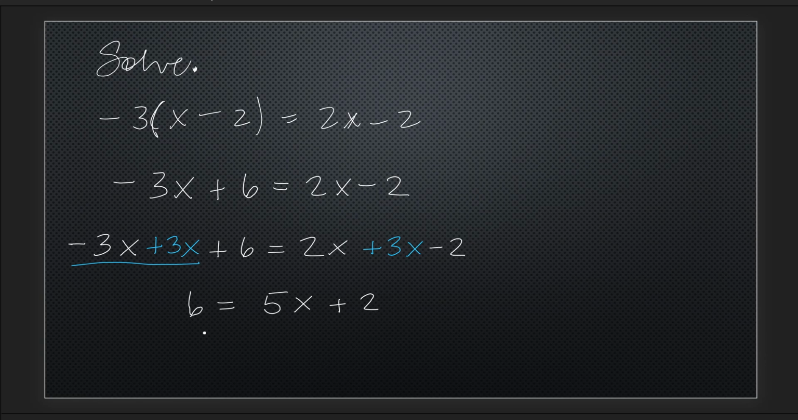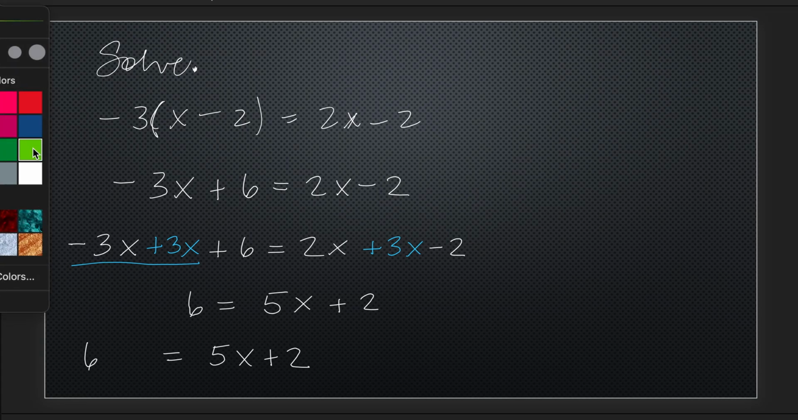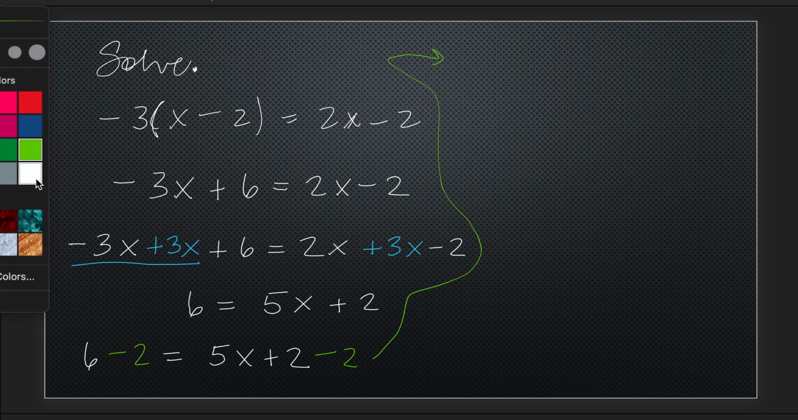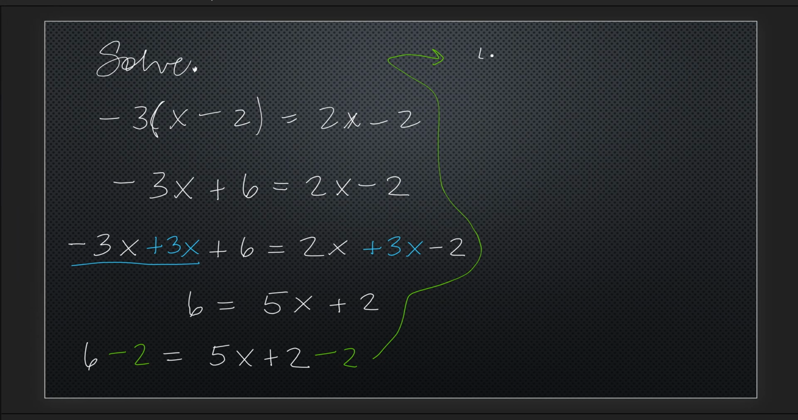So now I want the 2 to go over to this side so I can combine it with the 6. And how can I do that? If I subtract 2, that'll be 0, and that'll make that 2 disappear from that side. And take this up here. So 6 minus 2 is 4, and then I have 5x left here.